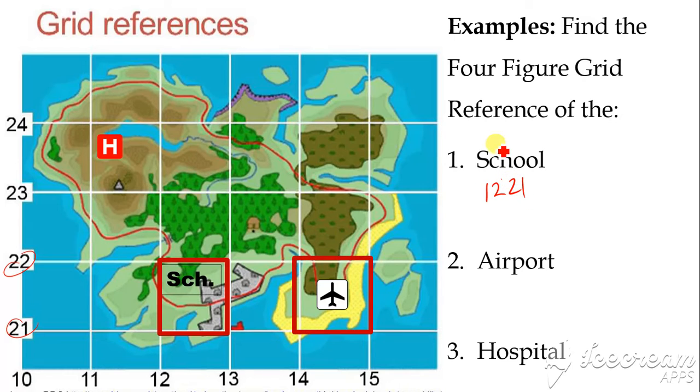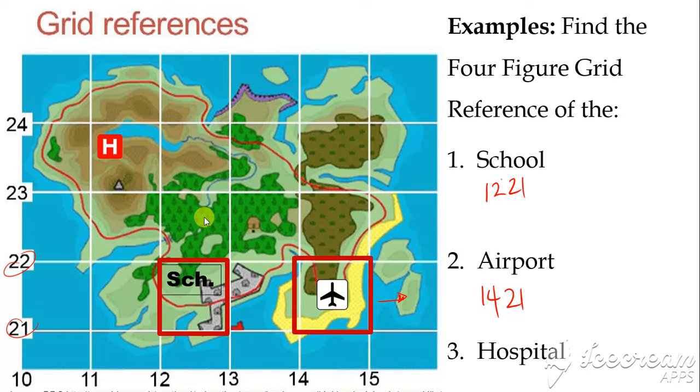For the airport, we're working with 14 and 15. Has it passed 15 going to the east? No. Has it passed 14? Yes. We look at the northerns, 21 and 22. Has it passed 22 going up north? No. Has it passed 21? Yes. So your northern would be 21.